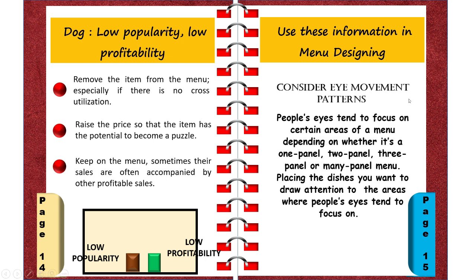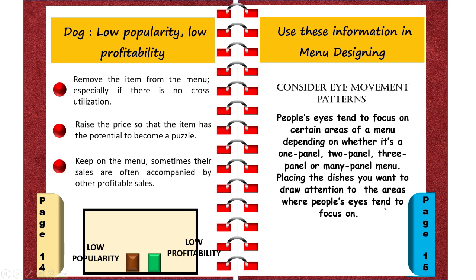People's eyes tend to focus on certain areas of a menu depending on whether it is a one panel, two panel, three panel or many panel menu. In menu designing, a menu may have one panel, two panels, three panels or many panels. And people have a certain style of eye movement. Unknowingly they do that. So if we can utilize that effect of eye movement in our merchandising of the menu, that will help us in promoting the sales and the popularity.